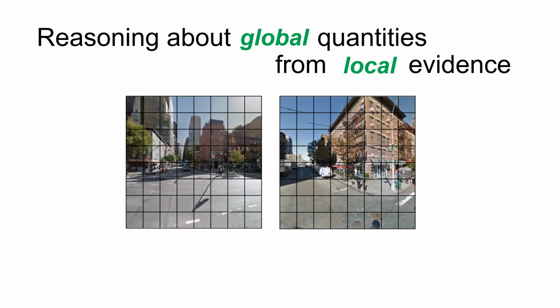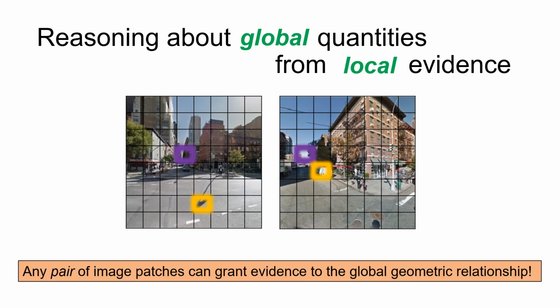For example, this purple pair could give evidence for how vanishing point locations are related in the two images, and this yellow pair could give evidence for light source directions. The key insight here is that if we want to reason about global quantities, such as vanishing points, any two patches could provide evidence for the global geometric relationship, no matter their spatial relationship.